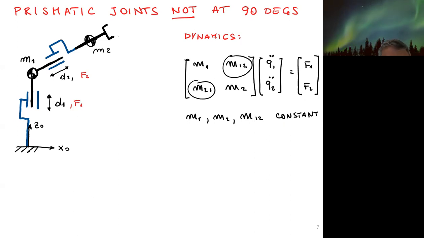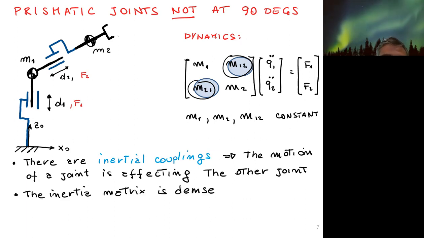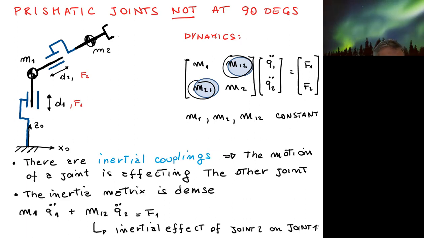And this represents what we call the inertial coupling, that represents the motion of a joint that is affecting the other joint. So this is, as we said, the inertial effect of joint 2 on joint 1.